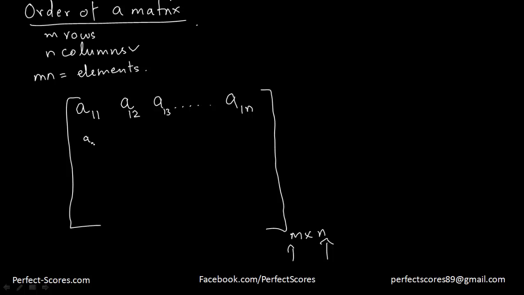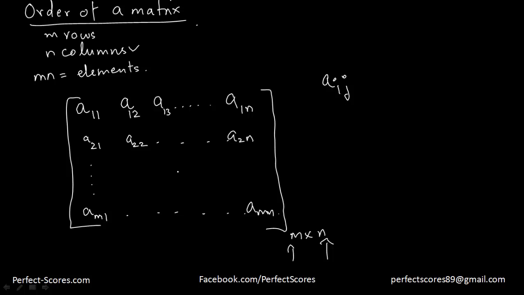The second row's elements belong to the second row, first column, second row, second column, all the way till second row, nth column. And the last row's first element belongs to the nth row but the first column. Similarly, the last element belongs to the mth row and the nth column, right? So that is there. And if I want to find any particular element belonging to the ith row and the jth column, this is how you define a particular element in this matrix.